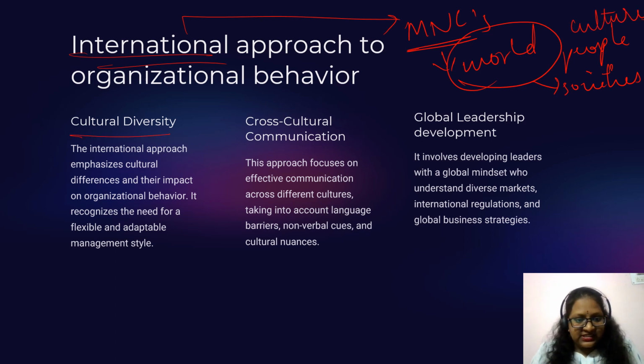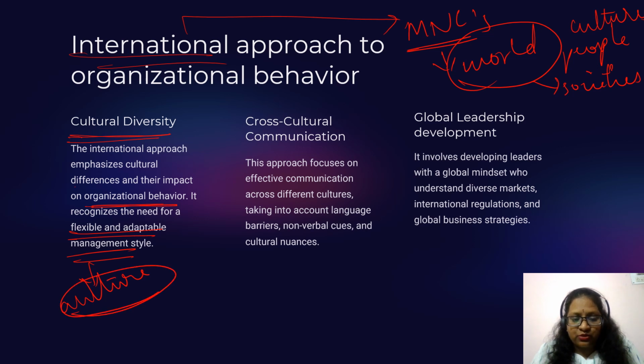Let's see. It's cultural diversity. The international approach emphasizes cultural differences and their impact on organizational behavior. It recognizes the need for flexible and adaptable management. It might be any culture around the world. It's important for a human to adopt this culture in all the ways.